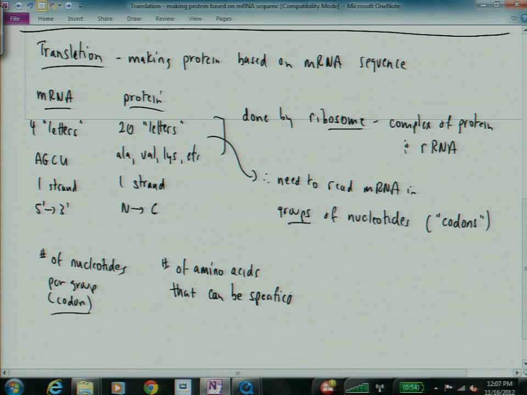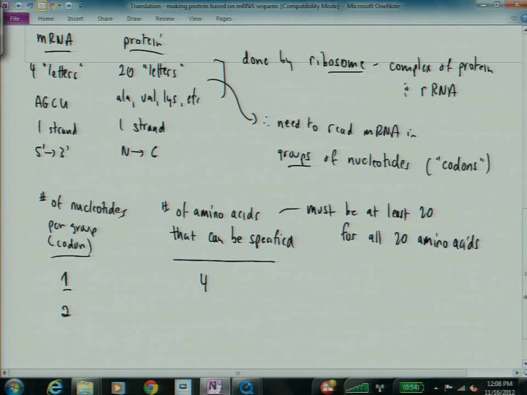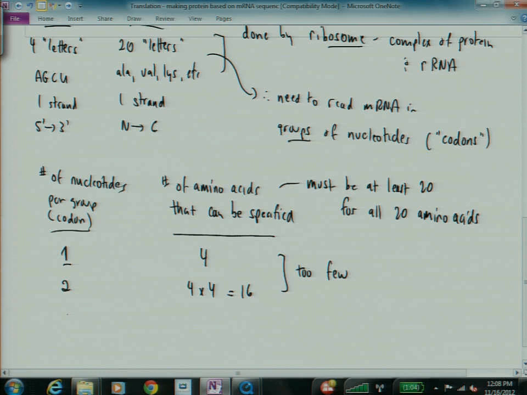If you have 1 nucleotide per codon, you can specify 4 different amino acids. You could have an amino acid for A, 1 for G, 1 for C, and 1 for U. That's only 4 amino acids, nowhere near the 20 that you need. So what about if you had 2 nucleotides per group? Then you could have GG, GC, GU, etc. If you work out the math, 4 times 4 is 16 possible amino acids. Both of these are too few. If you do 3, it's 4 times 4 times 4 is 64, which is more than enough.